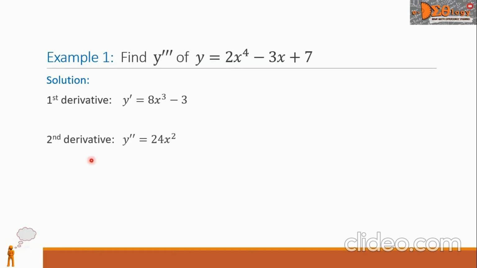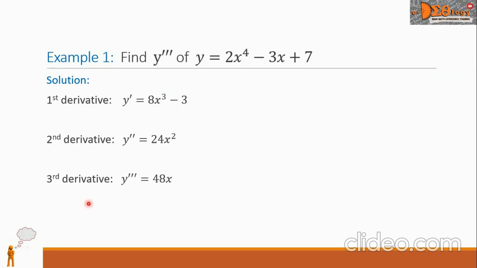Next, for the second derivative, that is y double prime equals this 3 multiplied by 8 becomes 24 times x raised to the power 3 minus 1. So we see here 2. So y double prime is equal to 24x squared. The derivative of the constant is 0, so we will not write anymore.